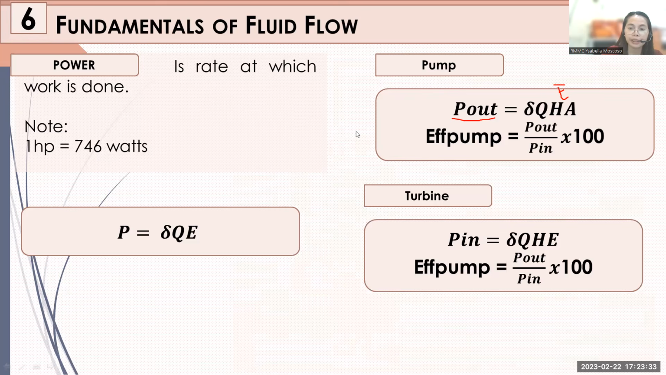Okay? For the turbine naman, sabi ko ang power na binibigay ng turbine ninyo is input power. And that is in a formula of gamma Q times HE. Your energy is HE. Since it is turbine, that is head extracted. So, same formula for the efficiency. Ang pinagkaiba lang, pag pump, that is output. Pag turbine, that is input. So, para hindi nyo makalimutan kung ano yung efficiency ng dalawang ito, remember nyo lang yung POTI. Bakit POTI? Pump is output, turbine is input.